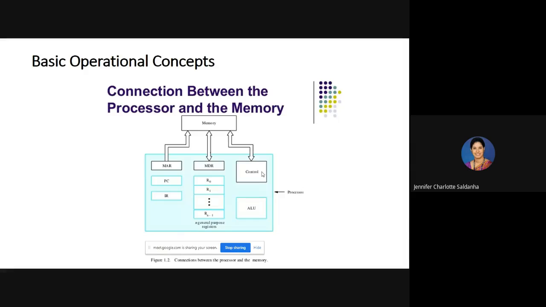So in the last live class, we were discussing basic operational concepts. In that, we were discussing this figure, the connection between processor and the memory. This is mainly required to understand how an instruction gets executed by the processor. You have a memory, main memory, RAM, and then a processor, the central processing unit. The central processing unit will have a control unit, arithmetic and logical unit, then PC. These are all registers.